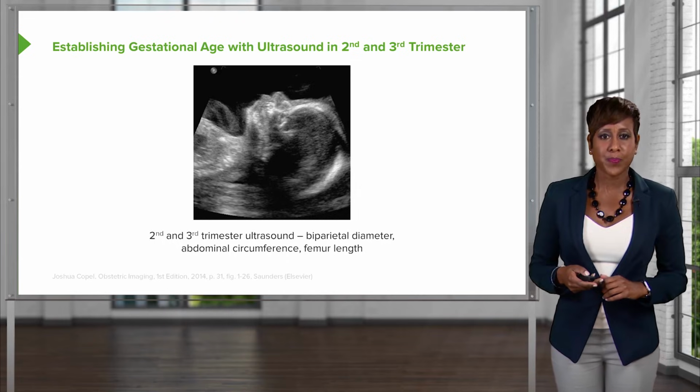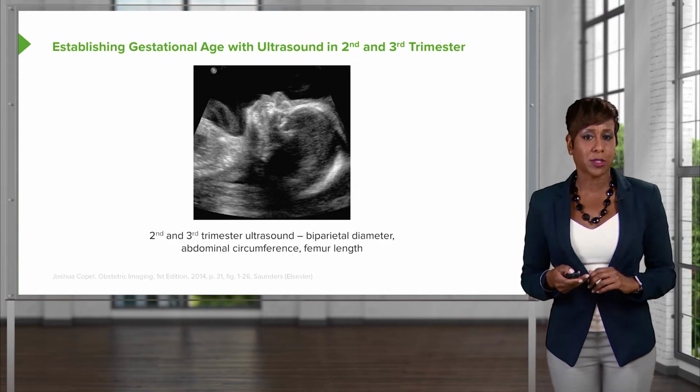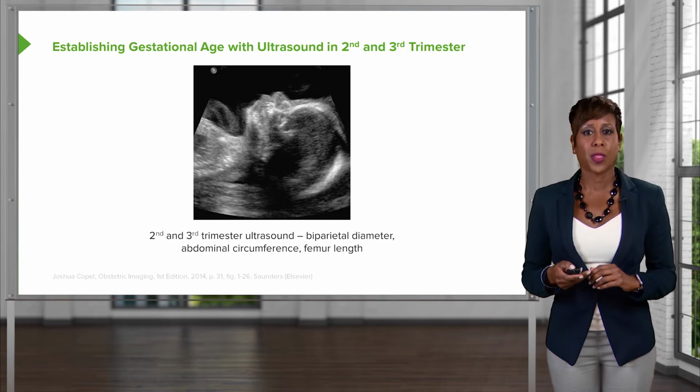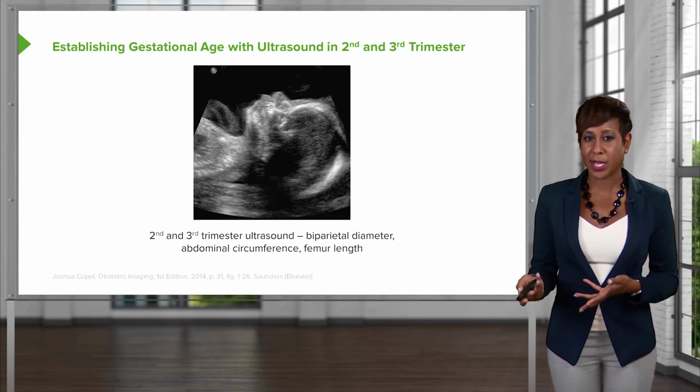Now, here's a little rule. In the first trimester, the ultrasound can be off by 1 week, second trimester, 2 weeks, third trimester, 3 weeks. So why the big difference? Why does it increase as the gestational age increases?